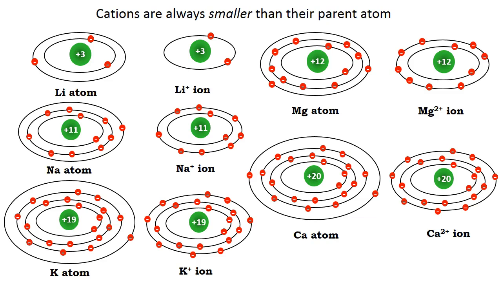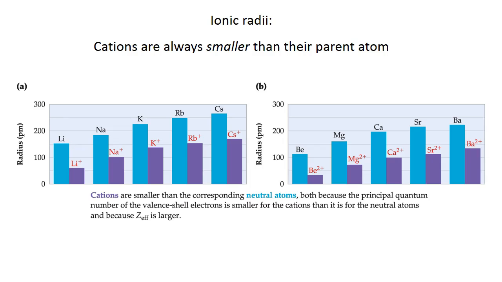So this, I think, explains why cations are always smaller than their parent atom. Further, the same explanation is given below these graphs. It says cations are smaller than the corresponding neutral atoms for two reasons, both because the principal quantum number of the valence shell electrons is smaller for the cations, that's the reason that we just discussed, and because the effective nuclear charge is larger. And we're going to talk a little bit more about that in a minute.